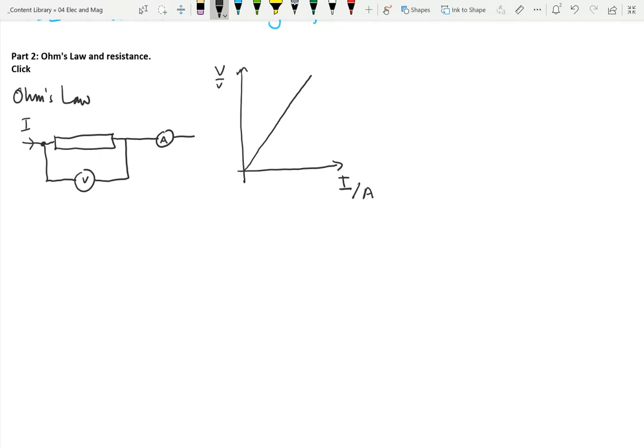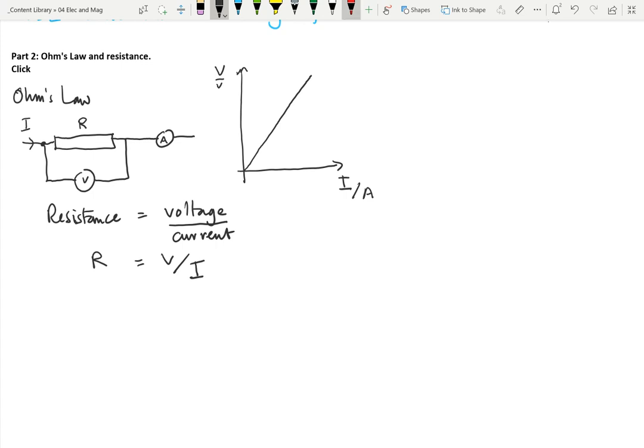And so then he said, well, let's define the gradient as equal to the resistance of the unknown metallic conductor, and it has the symbol R. So here we go. Here's his formula. Resistance equals the ratio of voltage to current, and in symbols, R equals V over I.